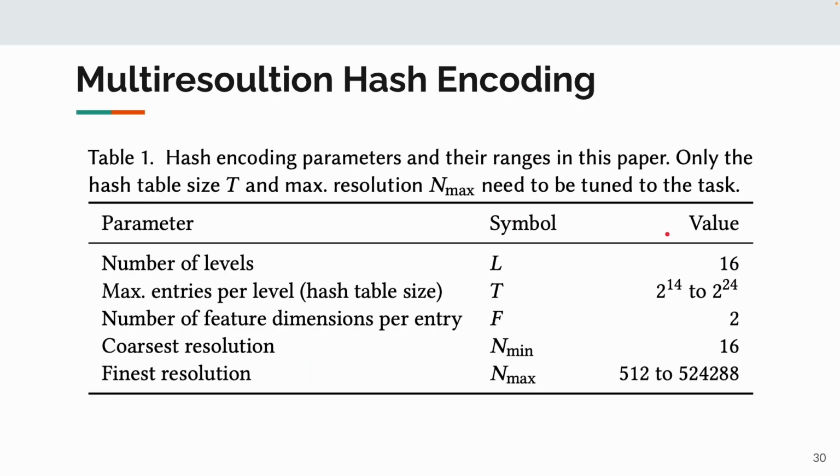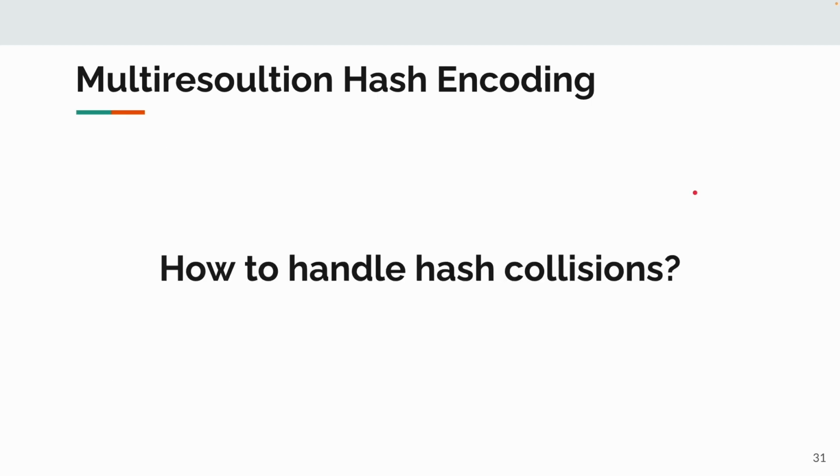And the previous illustration is a very simple example. In real-world applications, Instant-NGP uses the values in this table for every parameter. The number of levels L is fixed to 16, and the dimension of each feature vector stored in the hash table is also fixed to 2. These are empirical results from thorough experiments, which we will discuss later. The only two parameters that are suggested to be tuned are the size of the hash table T and the finest resolution Nmax. And we know that if the number of entries is smaller than the number of grid points, hash collision will occur.